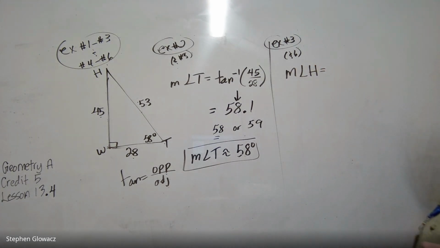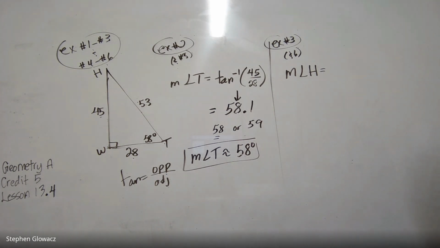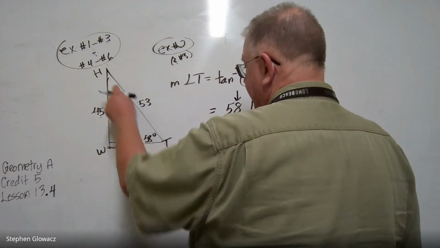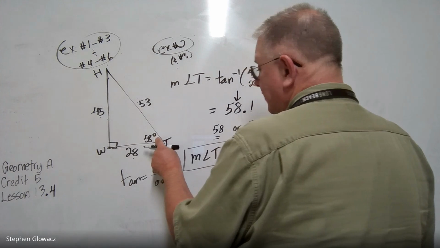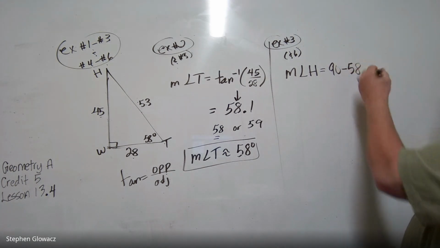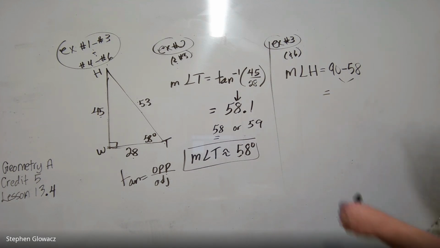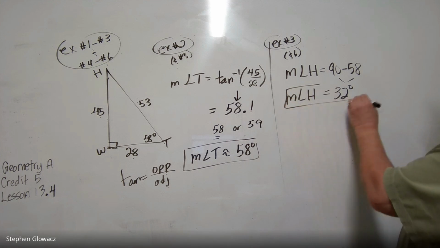There's a couple ways we could do that. We could use another inverse trig ratio. But what they tell us to do here, which is the easiest way, is to use the fact that in a right triangle, the sum of the two acute angles, meaning the two angles that are not the right angle, these two here, is 90. So if the sum of these two angles is 90, and I know one of them, the other one would just be 90 minus the one we know, the 58. So 90 minus 58 gives us 32. Is that right? Yeah, 32. And so the measure of angle H is 32 degrees.